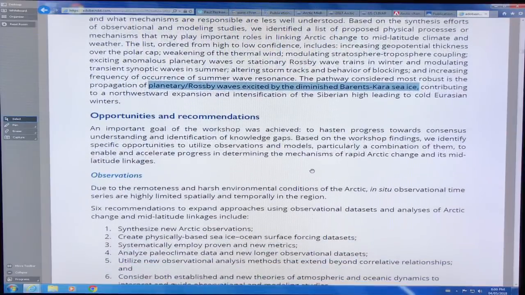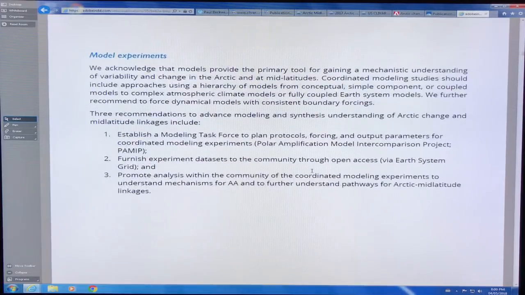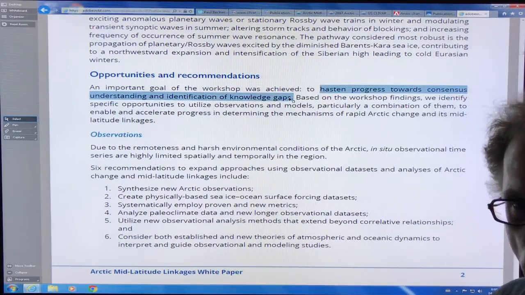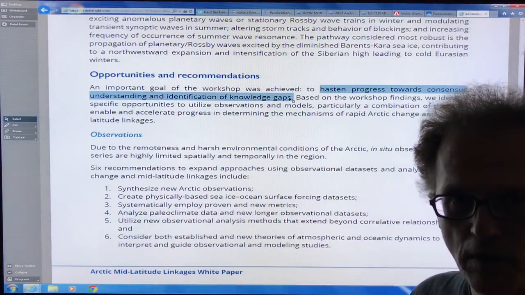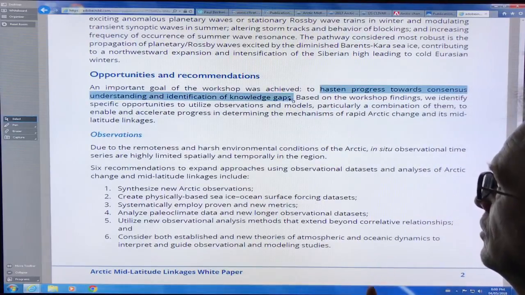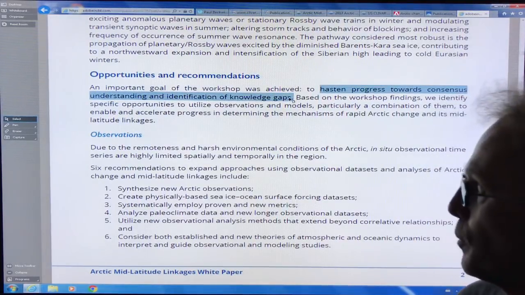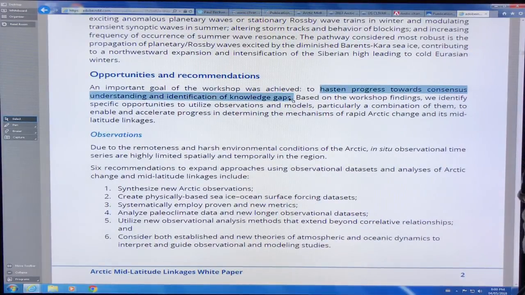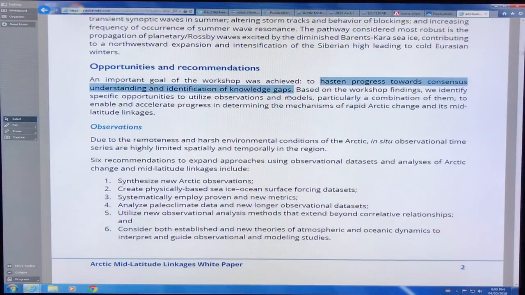Of course, this is a summary. So what the workshop's important goal was, was to hasten progress towards consensus understanding and find out where the knowledge gaps are. What do we know? What are we sure we know, or at least have scientific consensus on? And what do we know nothing about? What do we need to study? What are the key missing things that we're missing?